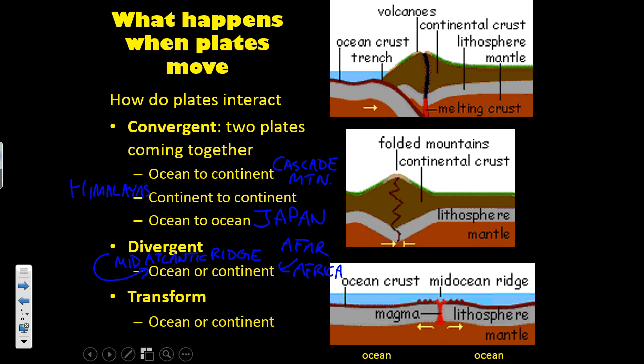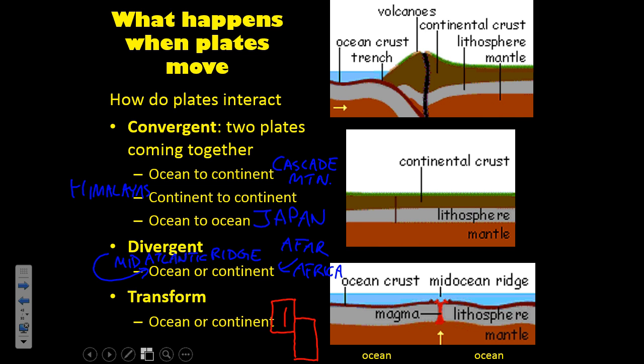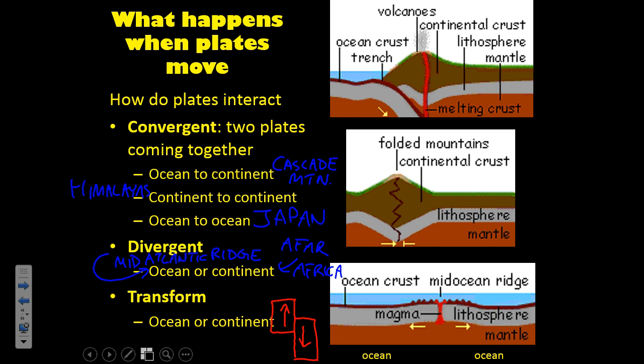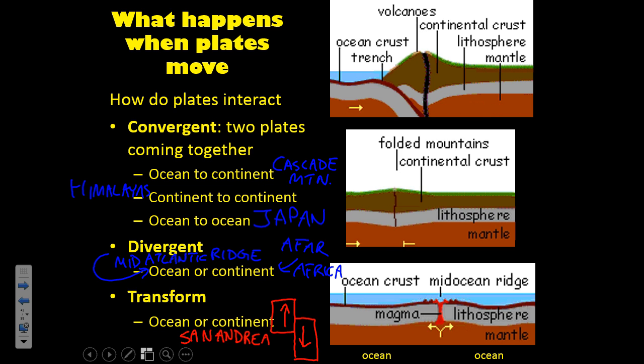The last plate boundary is a transform. It can have an ocean or continental. And essentially what's happening in this is if we look from the top, what we've got is two plates that are moving side to side. So this is not an up or down. This is side to side, sliding along each other. And the classic example of this is the San Andreas Fault, which is in California.